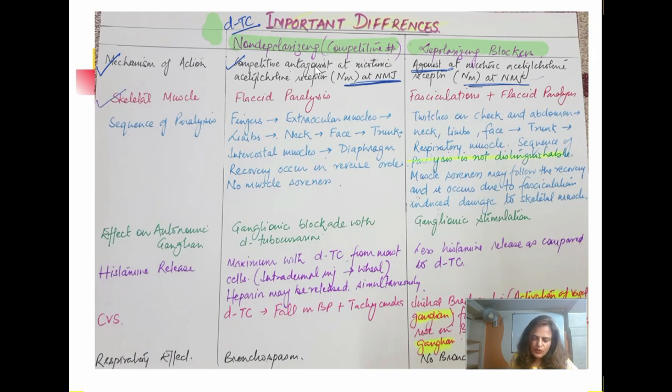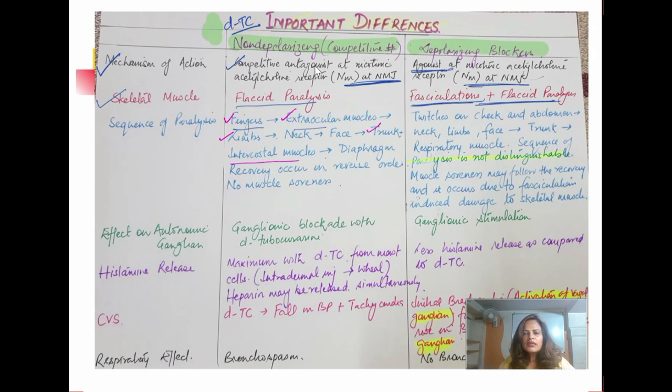Now what kind of paralysis does this cause? D-tubocurarine causes flaccid paralysis, whereas succinylcholine causes fasciculation followed by flaccid paralysis. That is phase one. Now the sequence of paralysis. In d-tubocurarine, the smaller muscles are affected first, like fingers and then extraocular muscles. Then limbs, the hand, feet, forearm. Then the central portion: neck, face, trunk. Last, the respiratory muscles, that is intercostal muscles and diaphragm. Recovery occurs in reverse order.